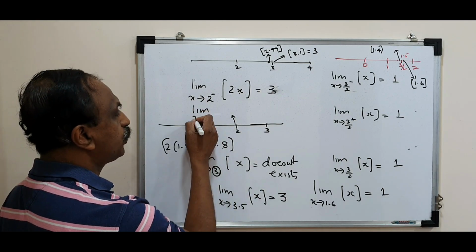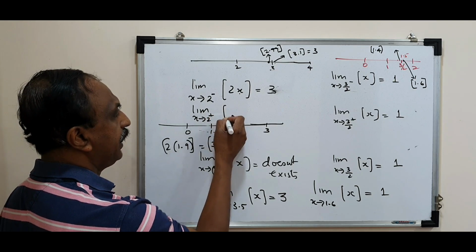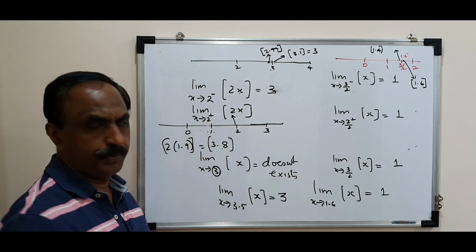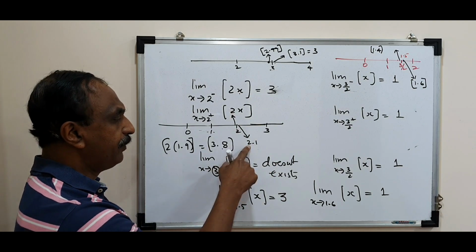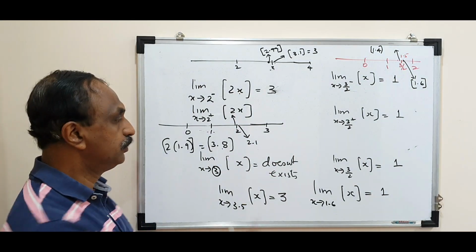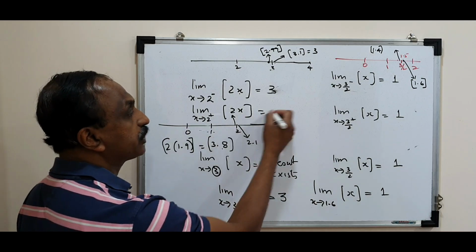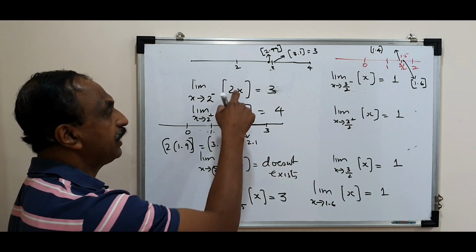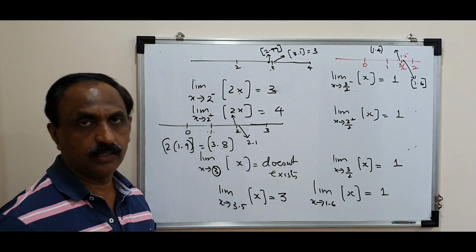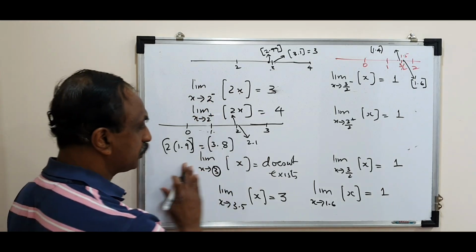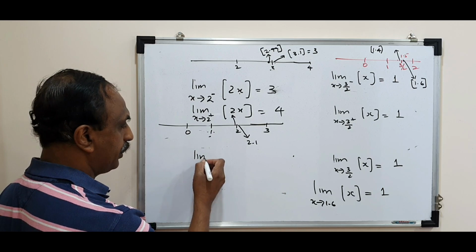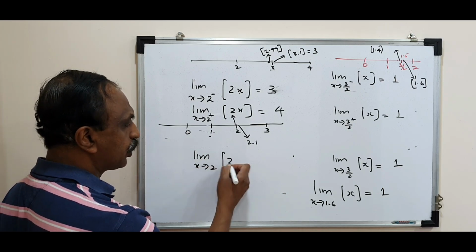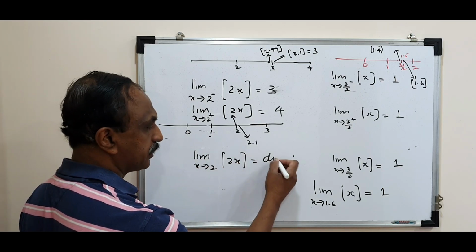Limit as x tends to 2 plus of integer of 2x. 2 plus means x is 2.1. If I multiply 2.1 by 2, I get 4.2. The integer of 4.2 is 4. So the left hand limit and right hand limit are not equal. So I can say the limit as x tends to 2 of integer of 2x does not exist.